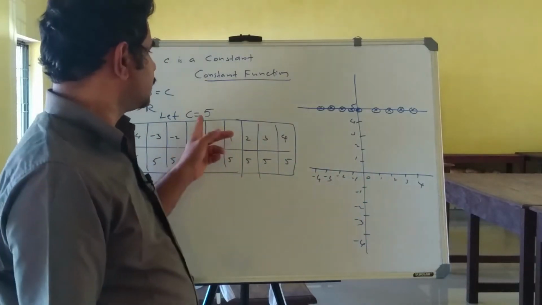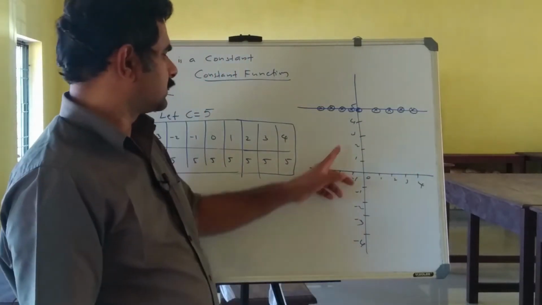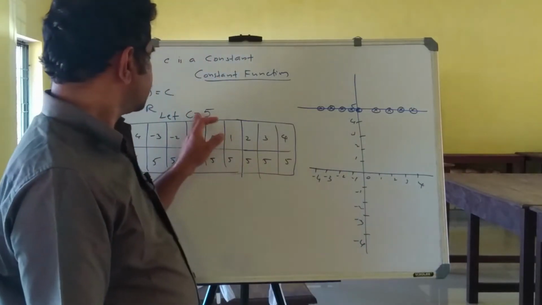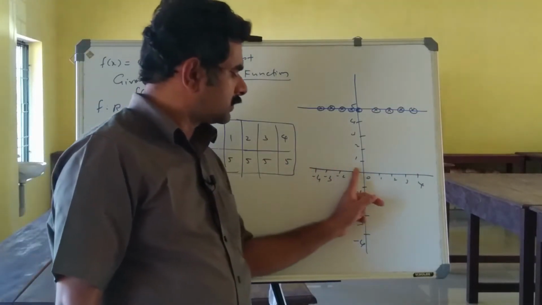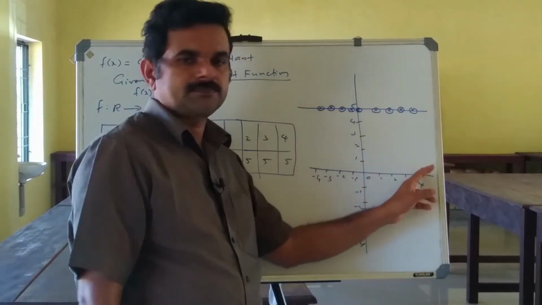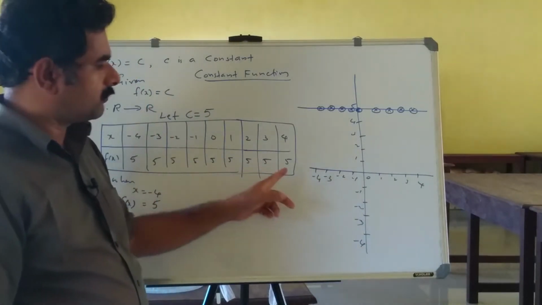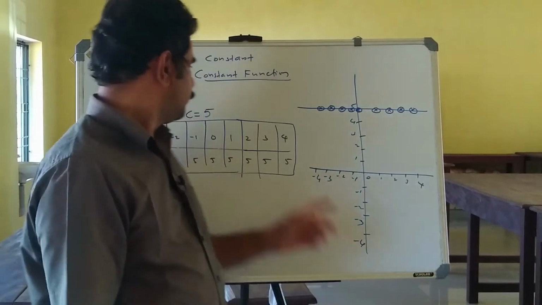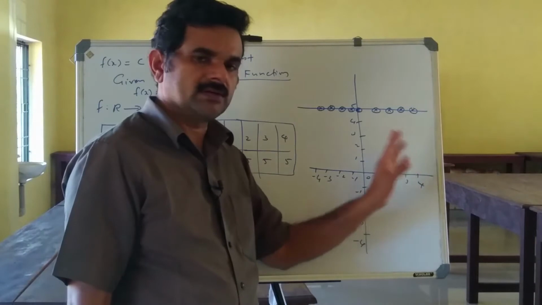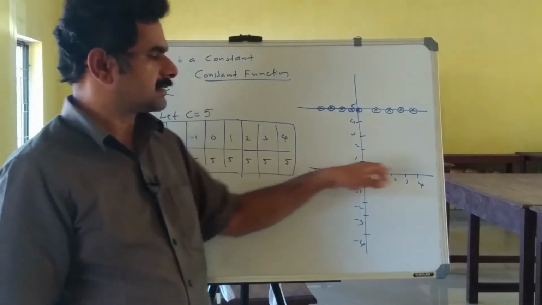If you took c equal to 4, then the graph will pass through 4. If you took c equal to 2, then the graph will pass through 2. If c is equal to 0, then the graph will pass through 0, that is along the x-axis. If f of x equal to 0, that is y equal to 0, the graph will be the x-axis. If you took c equal to minus 1, the straight line will pass through this minus 1. Anyway, the graph will be parallel to the x-axis.